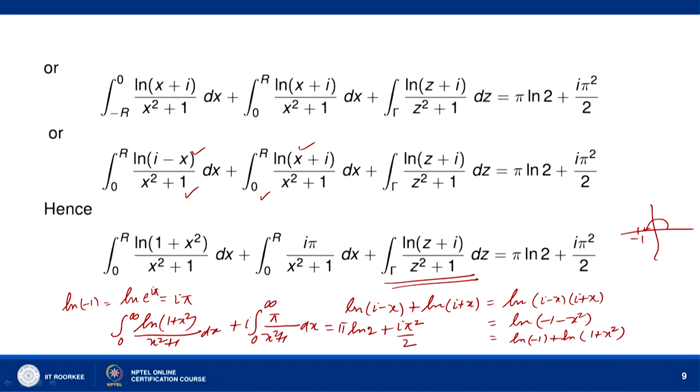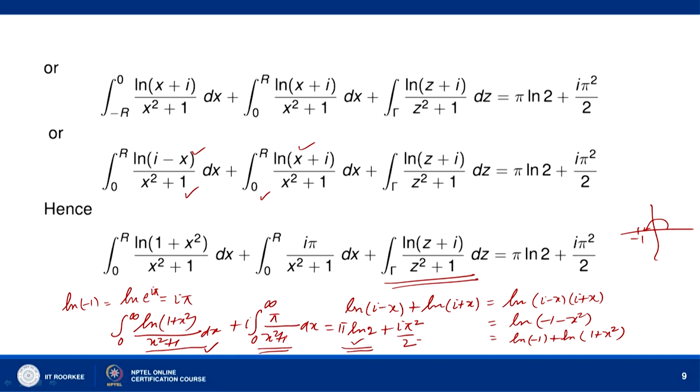Okay. So, equating real parts on both sides, this real part is equal to this real part, and this imaginary part is equal to this imaginary part. You can see also the integral from 0 to infinity of π/(x² + 1) dx is i times π²/2, because this is π times the integral from 0 to infinity of 1/(x² + 1) dx, which is π/2. Okay, so we get iπ²/2.